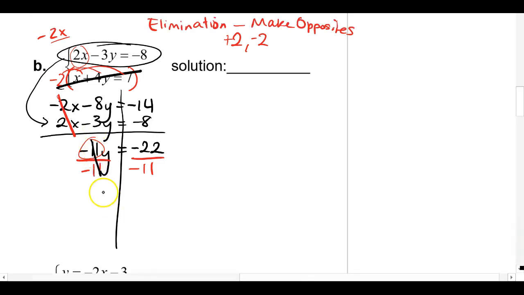These 11s cancel out. And then we end up with y equals 22 over 11. Well, that's 2, or 22 divided by 11. And then we have a negative divided by a negative, so that's positive. So it's just y equals positive 2. But now we still need x.